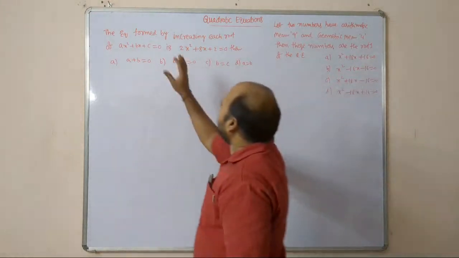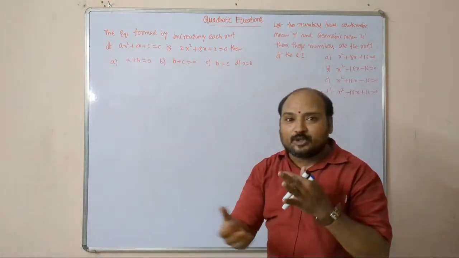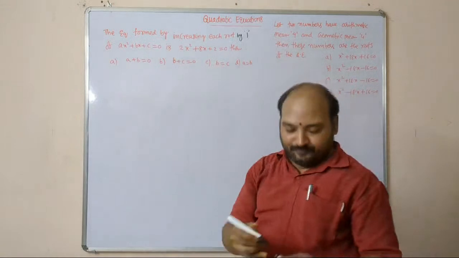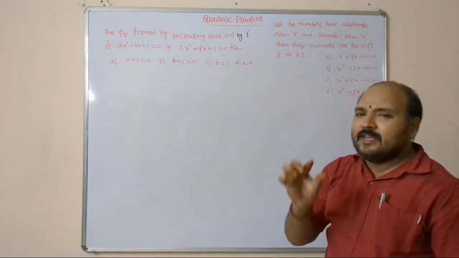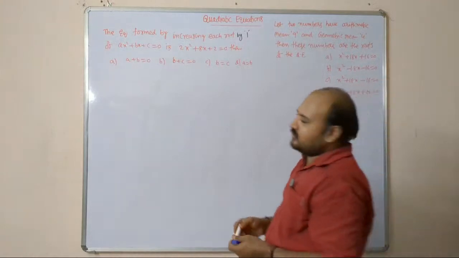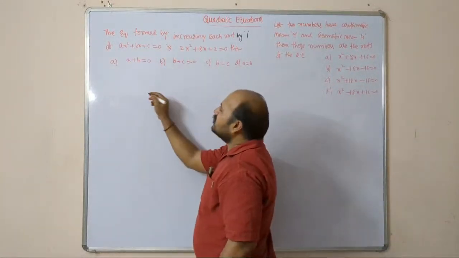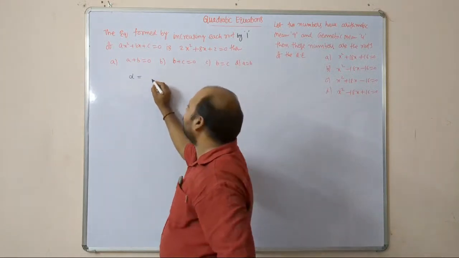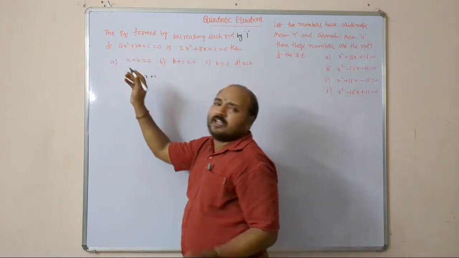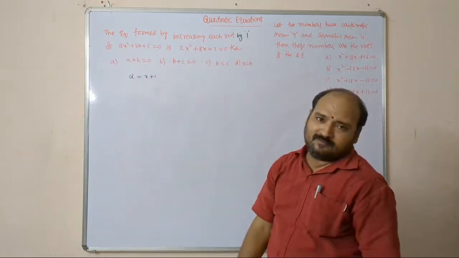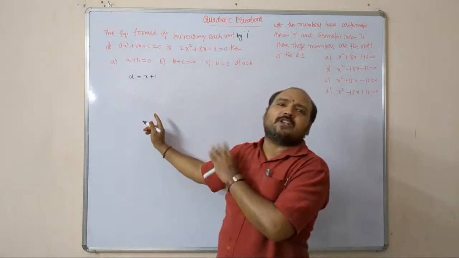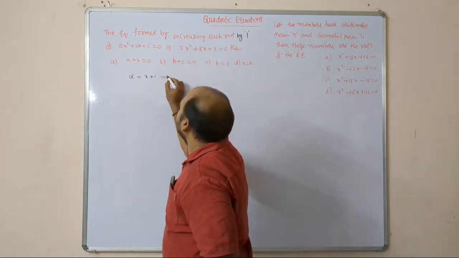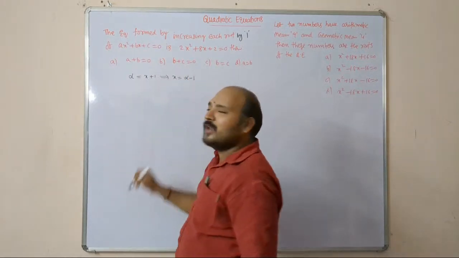So here the equation formed by increasing each root by 1. What is the meaning of each root increased by 1? Suppose alpha and beta are the roots of this quadratic equation. Each root means what? Alpha was increased, so x is alpha plus 1. In place of that they are asking to write x, even for beta. But the equation is in terms of x, so that implies alpha is x minus 1 only, no?